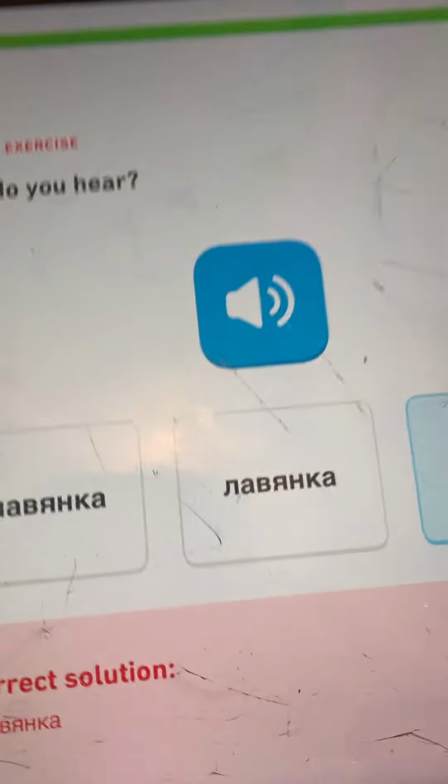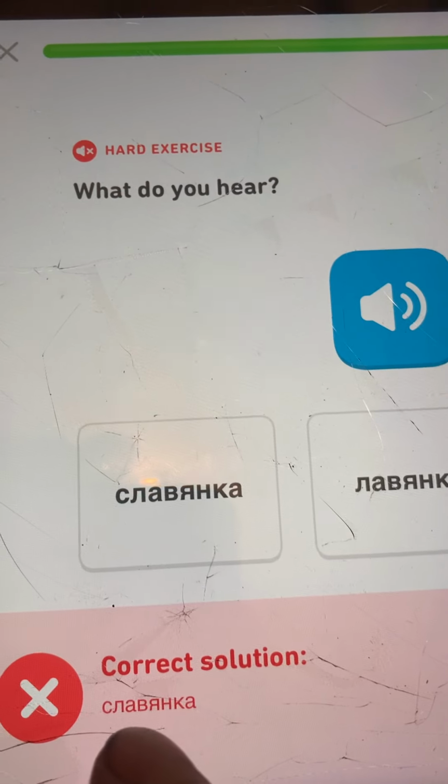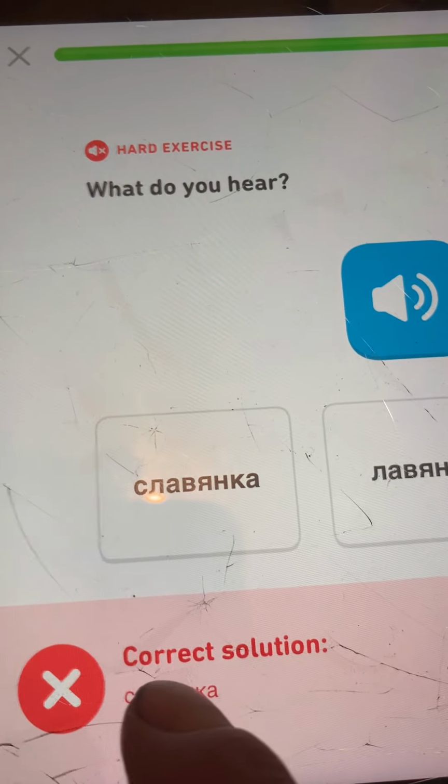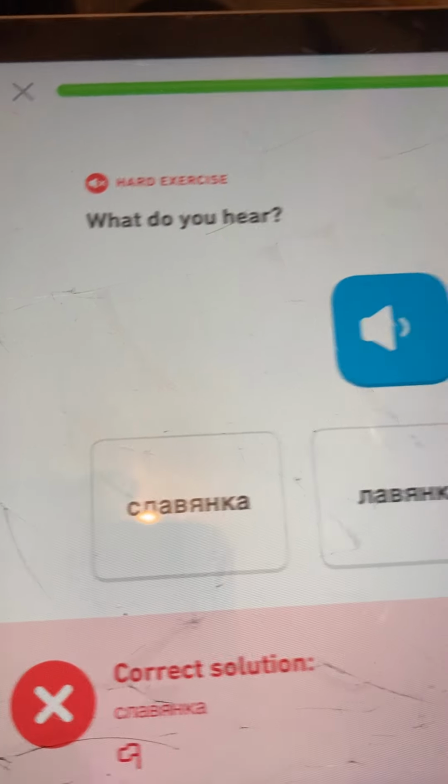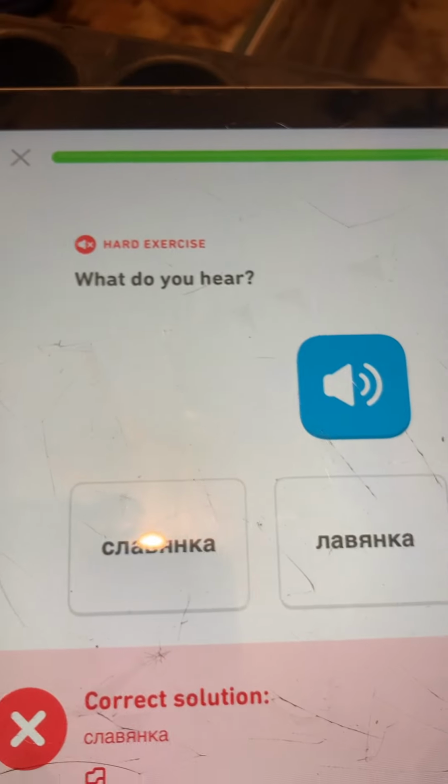Slavyanka. Ah, you fucker. I think you know why? Because on this one, the B sounds like a V. Yeah, they got me, because I went with the B sound rather than the V sound.